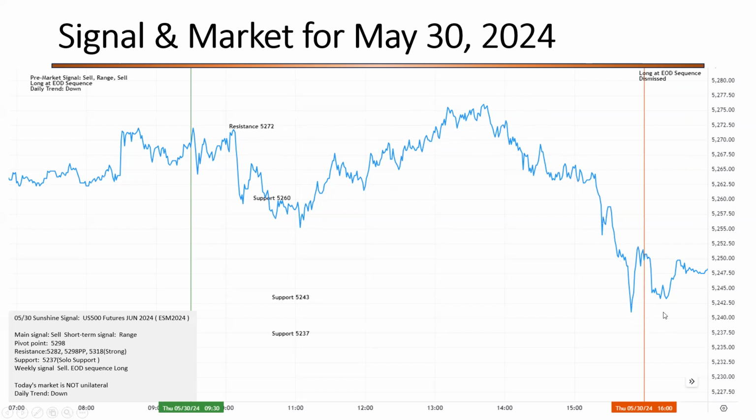And here, generally with a long EOD sequence, you could have tried a long here. Around this level, it's right in between these two supports given in the morning. But the long EOD sequence was dismissed shortly before closing, so I personally would not have taken a long here. And also with PCE data being released the next day on Friday, May 31st, it seems like a coin toss. So for me, there's not enough risk reward here to be taking a long.